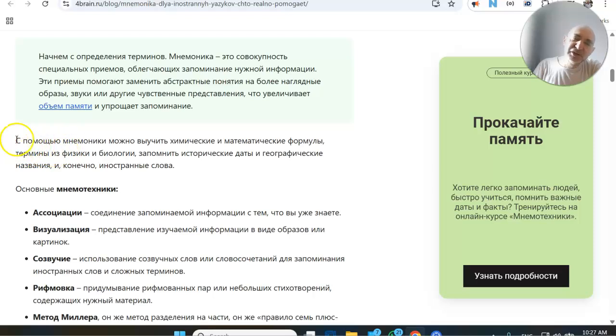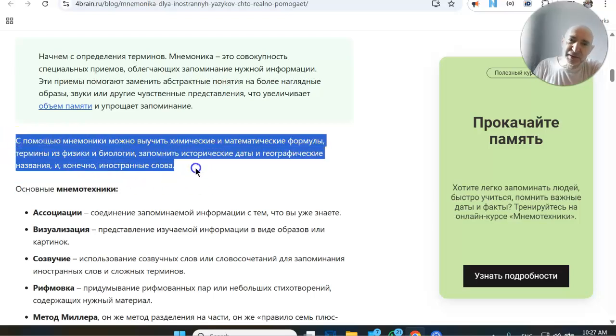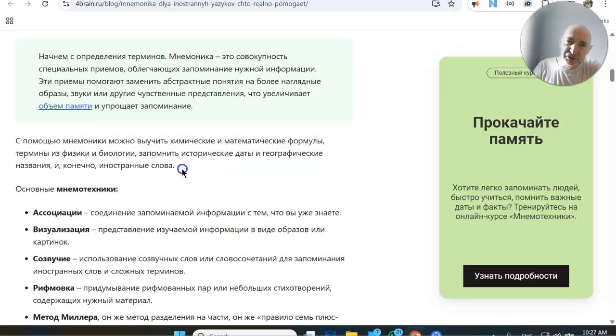So, с помощью means with the help of expression, with the help of mnemonics. Можно, it is possible. Formulae means formulas, obviously. Termini means terms. So what else? I'm not clarifying the simple words because those lessons are for quite advanced students. So названия means titles or names. Конечно, иностранные слова, foreign words. So, that's a long sentence, but I think that you will get it now from the first time.